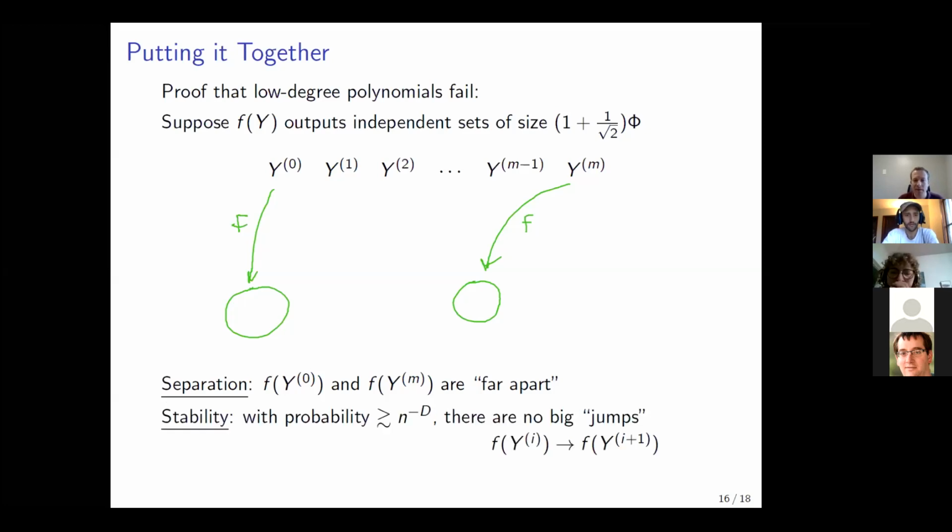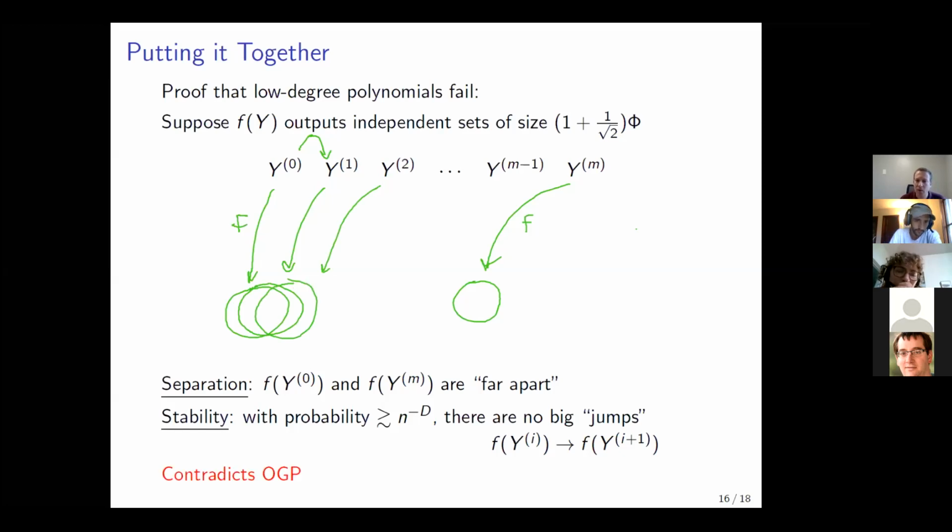And then remember this stability property from the previous slide. With non-trivial probability, at every step along this path, the polynomial output only changes a little bit, which boils down to saying that the independent set that I output is only allowed to change a little bit at each step.